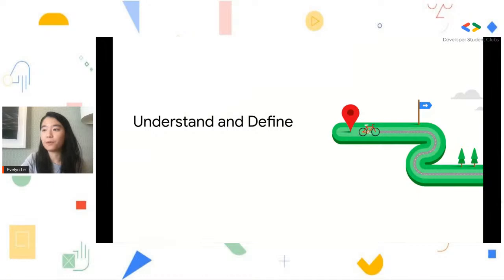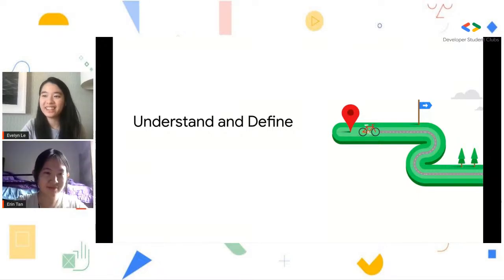Okay, so our first two steps are understand and define. Erin, can you come back on the stage with us? Hi, Erin. Hi. Okay, Erin, so what does it mean to understand and define in the design sprint?